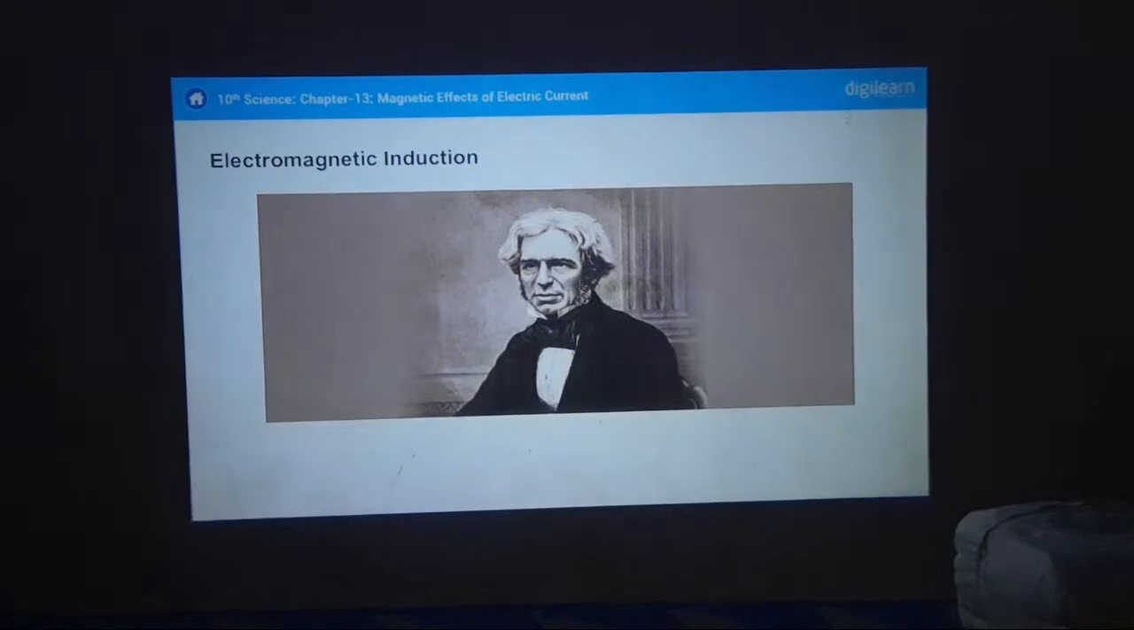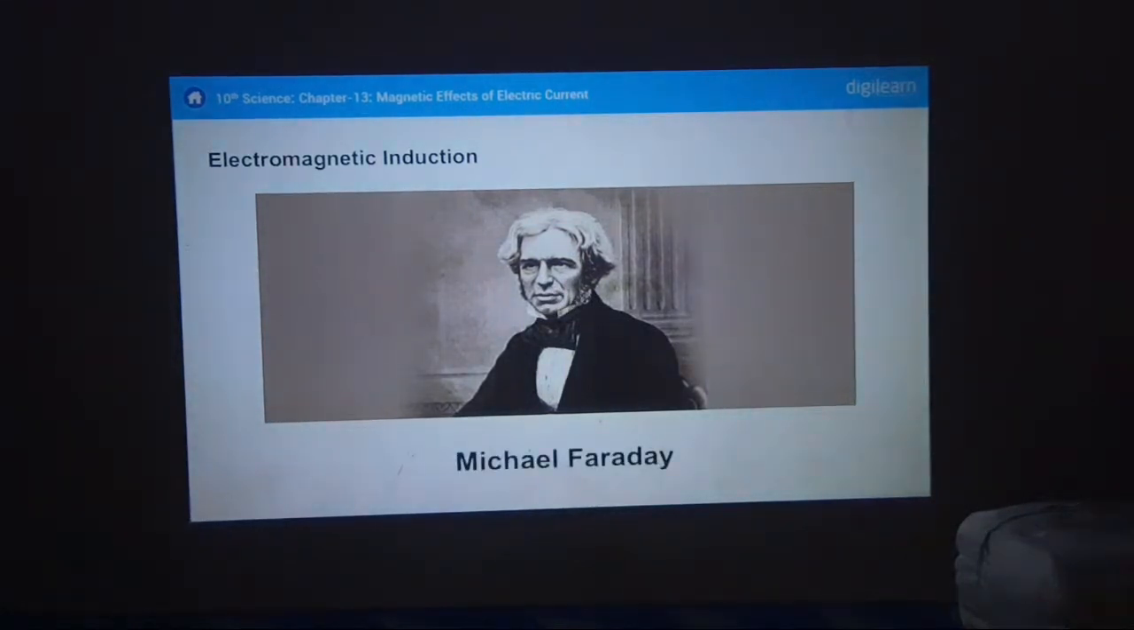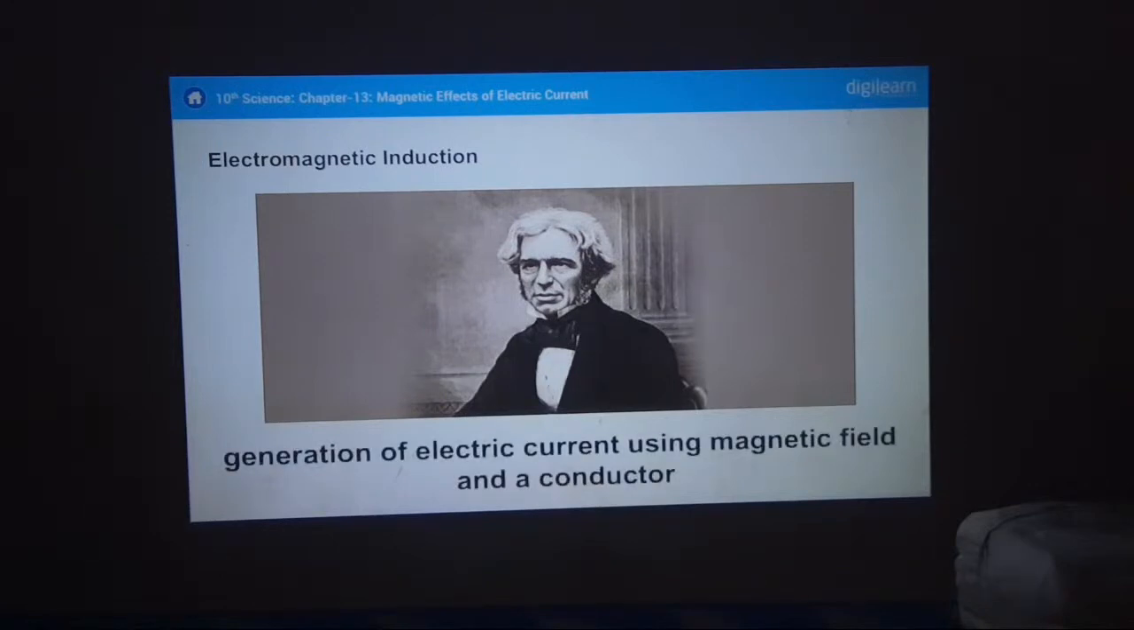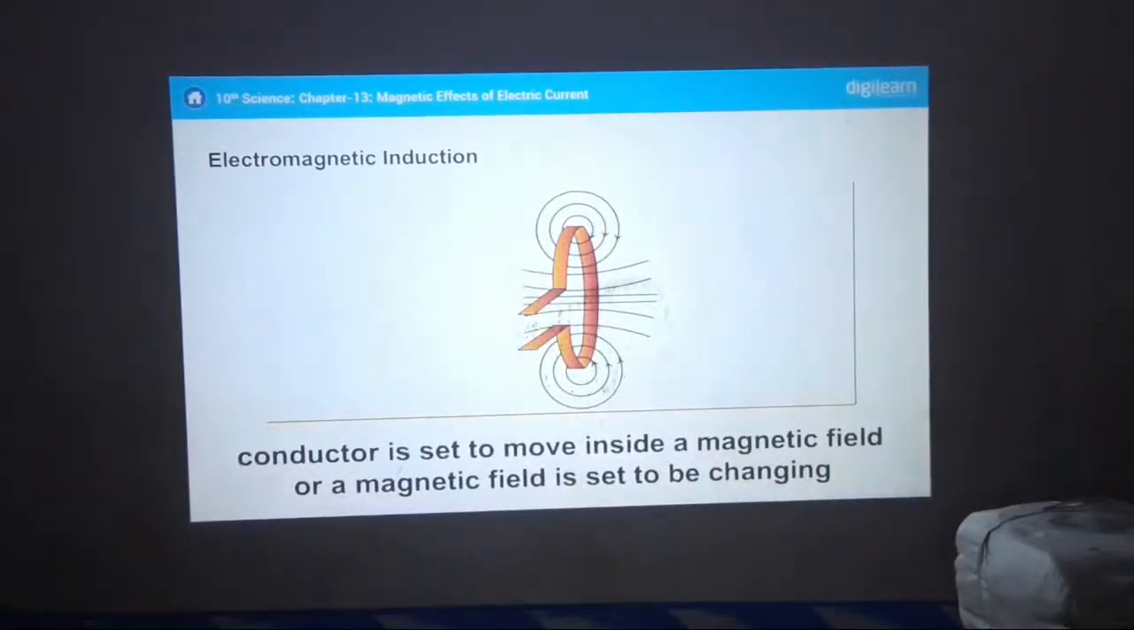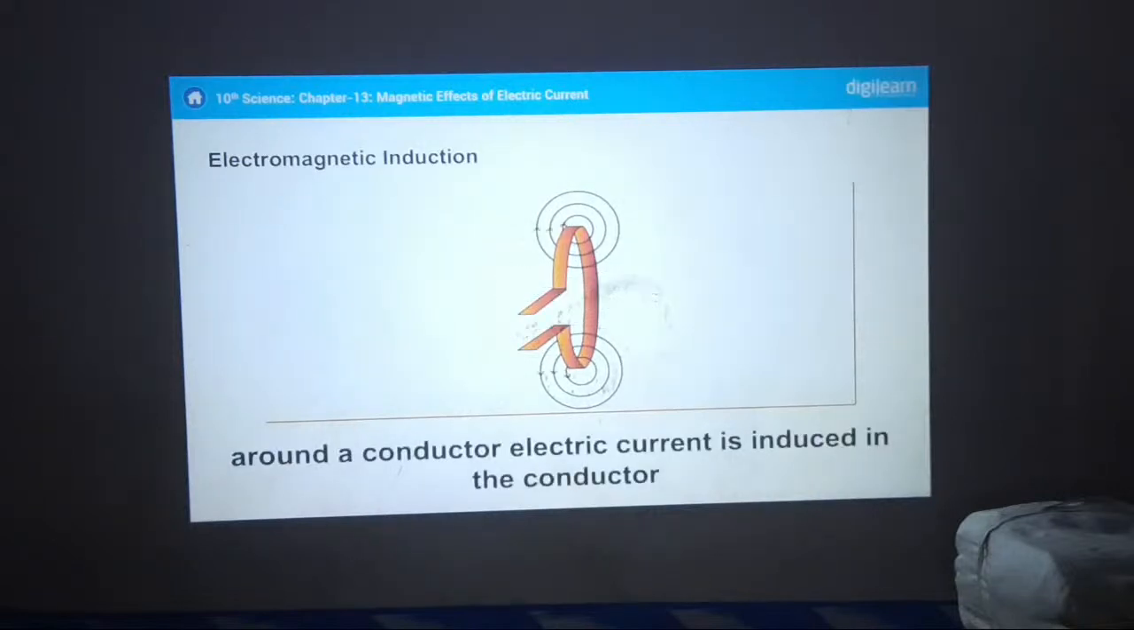Electromagnetic induction. Michael Faraday, an English physicist, is supposed to have studied the generation of electric current using a magnetic field and a conductor. When a conductor moves inside a magnetic field, or a magnetic field changes around the conductor, electric current is induced in the conductor. This is just opposite to the exertion of force by a current-carrying conductor inside a magnetic field.